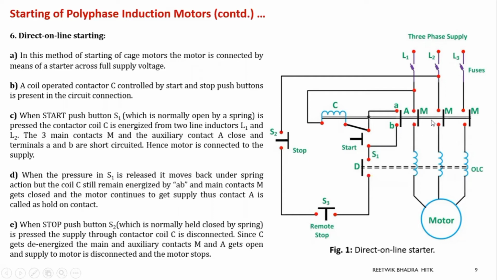If the main terminals are closed, L1 is directly connected to the motor, L2 is connected to another phase, and L3 to the third phase. So the three-phase supply gets connected to the motor. Now when the start button pressure is released, it is pulled back by spring action. Once pushed it closes, once pulled back it opens. So C gets disconnected from L2, and the coil gets de-energized.